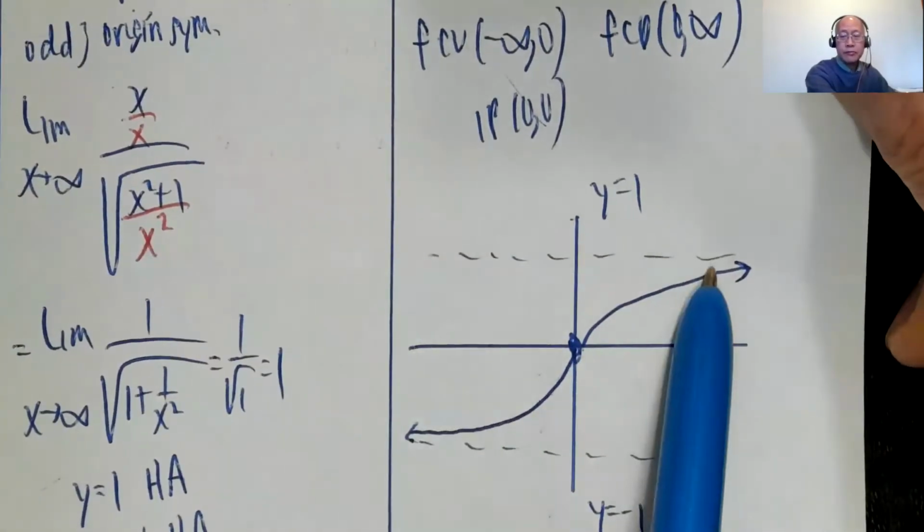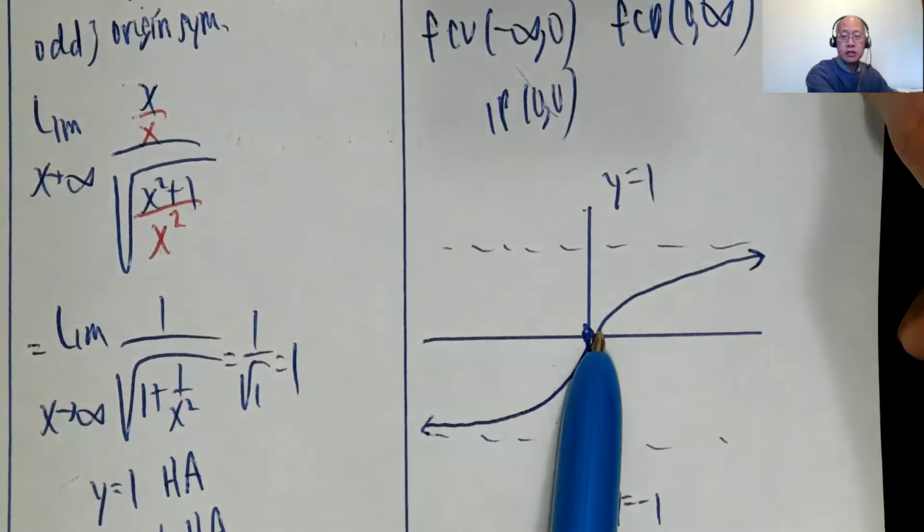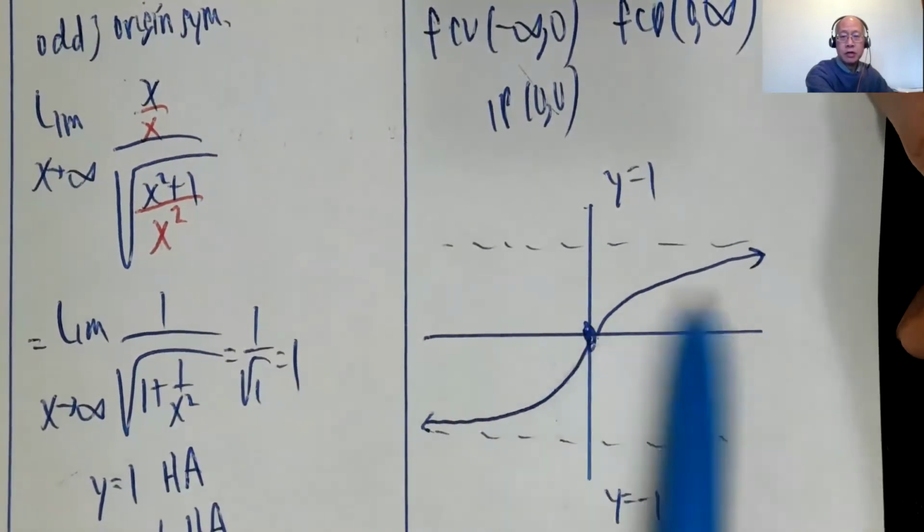So here's the graph. Odd function, always increasing, concave up, concave down, origin is here.